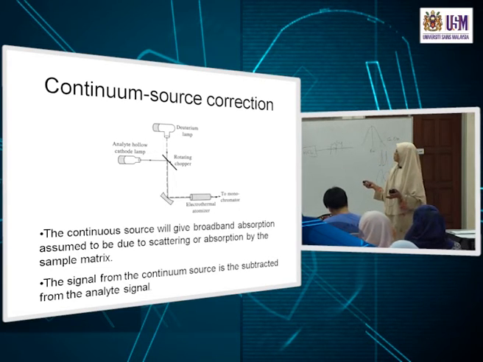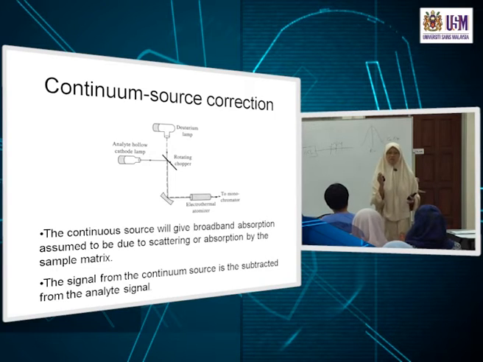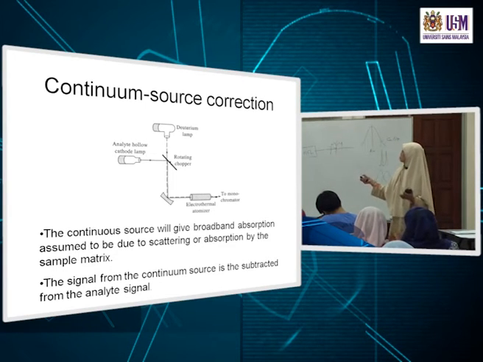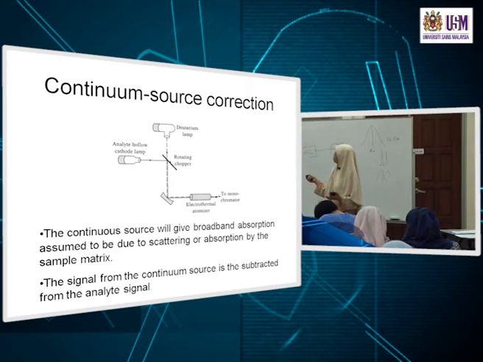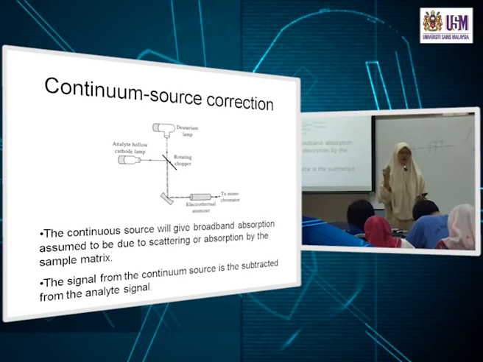Deuterium lamp is what kind of a source? Is it a line source? It's the same category as your tungsten lamp. Tungsten lamps are what? Continuous sources, giving out radiation over a large range of wavelengths, okay? But deuterium usually is in the UV. It gives out UV radiation, because sometimes the molecular absorption bands are in the UV region.